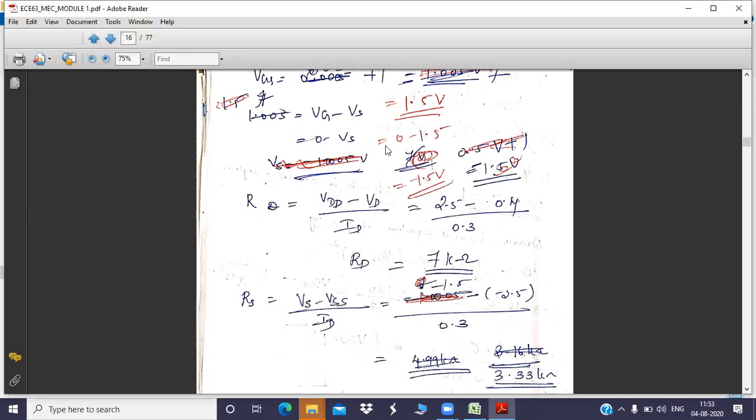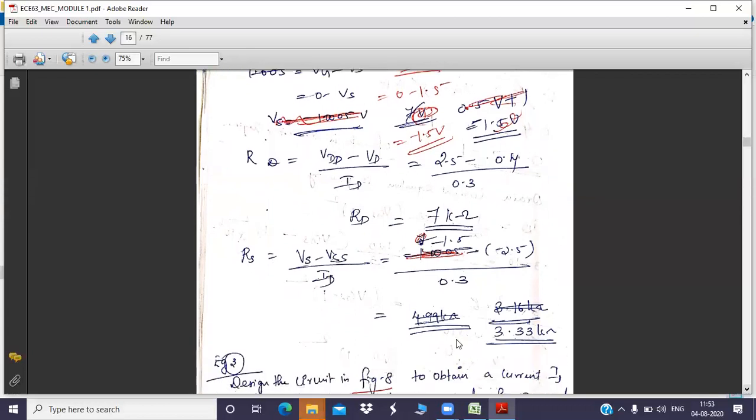See, in the reading, whatever I have mentioned, that is the correct value. So VS is minus 1.5. This minus 1.5 I have substituted here. So minus 1.5 minus 2.5, because VSS is minus 2.5 given in the question, divided by ID. ID is 0.3 milliamps. I have not converted it into ampere. Why? Because I know that this resistance is going to be in kilo.